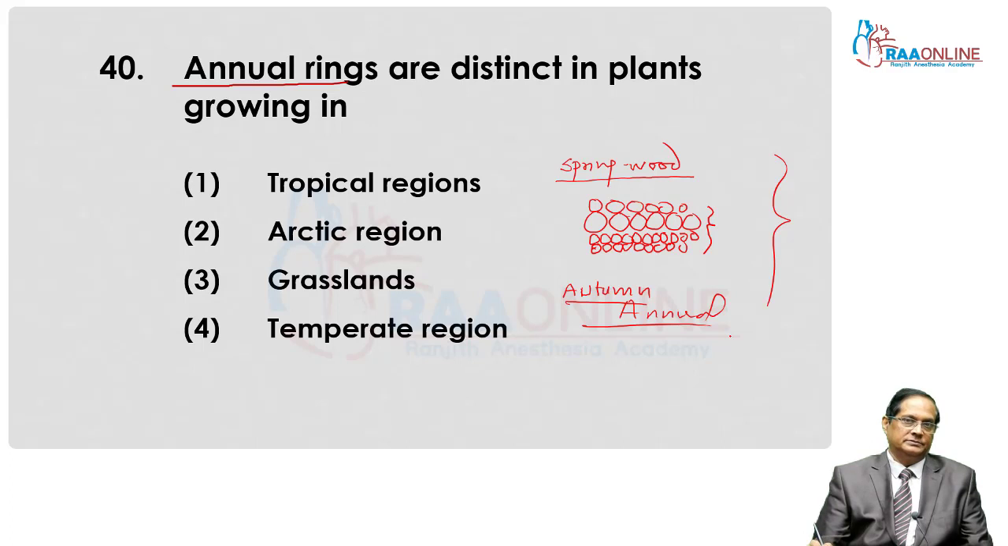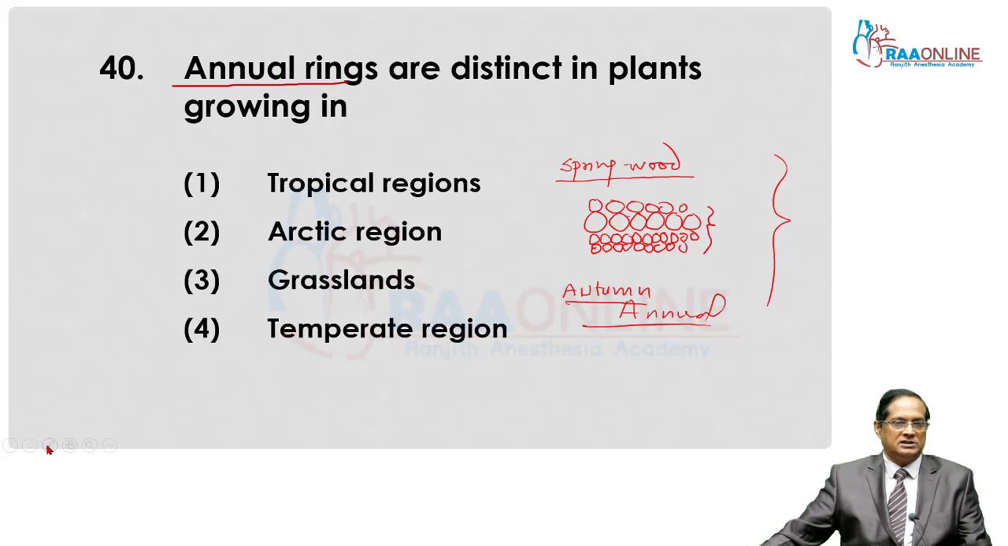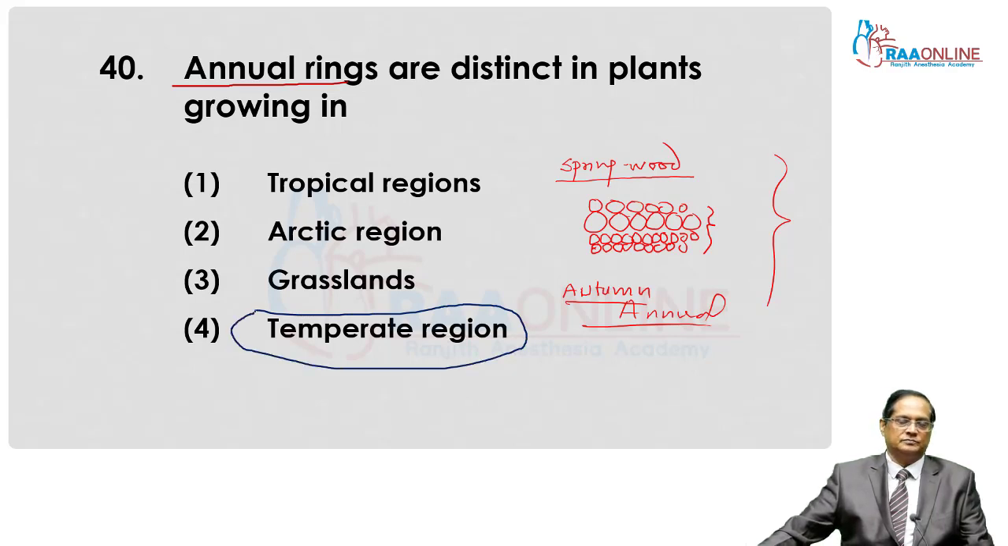But these annual rings are seen in those climatic conditions where there is a variability of season. There is a clear-cut variation in the season, and this type of variability is seen in temperate climatic condition. That's why the answer is 4.